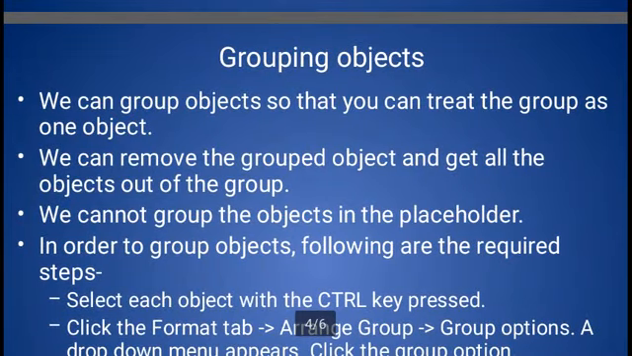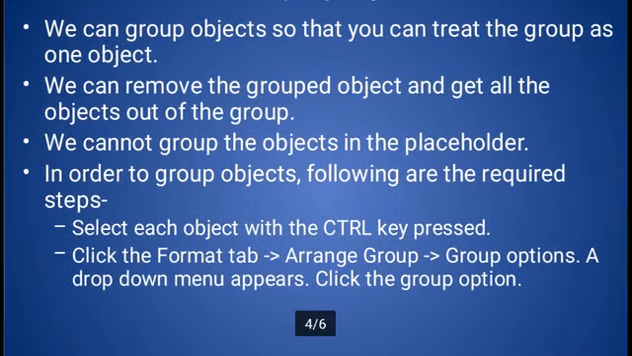Grouping objects means suppose we have rectangle, circle, lines and triangles, and I want to group these objects and create one entity, one big object. It is also possible. Suppose we have different kinds of graphic symbols such as rectangle, circle, lines, triangle. We can group these, so that you can treat the group as one object. We can remove the group and get all the objects out of the group. We cannot group the objects in the placeholder.